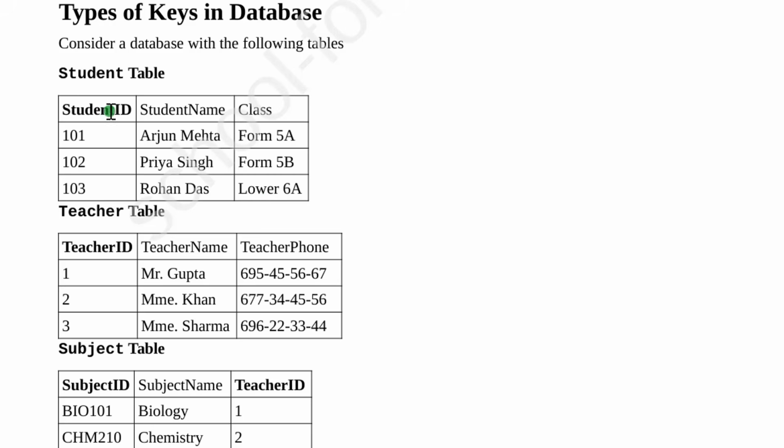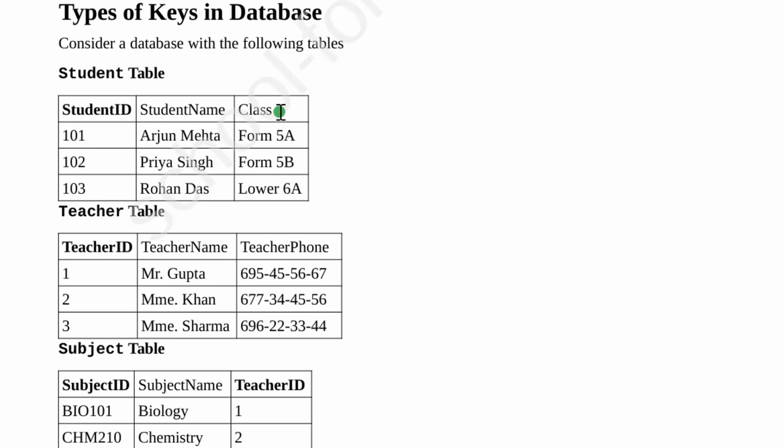In this case, when I look at this table student, it is very clear that student ID is the primary key. Why is it that student name cannot be the primary key? Because in a particular class we can have more than one student having the same name. So you are seeing that the student name can repeat.